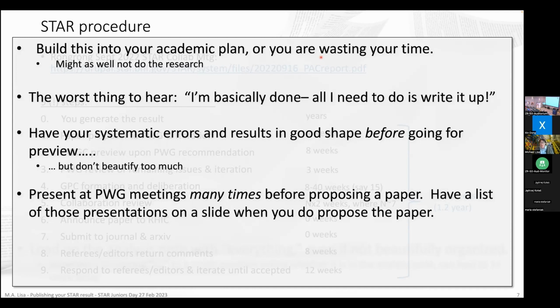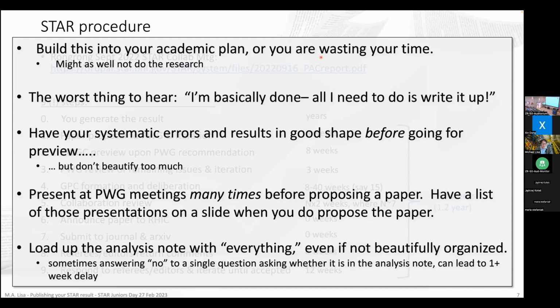Also, I would say, in order to get your paper through, because I think you're seeing the timescales involved, present at the physics working group many times before proposing a paper, before that step 1. And when you get to that step 1, have a list of all those presentations on a slide when you do propose it. Again, the idea here is maybe somebody wasn't paying attention, and then they sort of wake up and kind of would like to slow down someone who's proposing a paper. Sorry, but this is how I actually think it happens. And then you have the list of times you've presented already, and maybe they'll not do that.